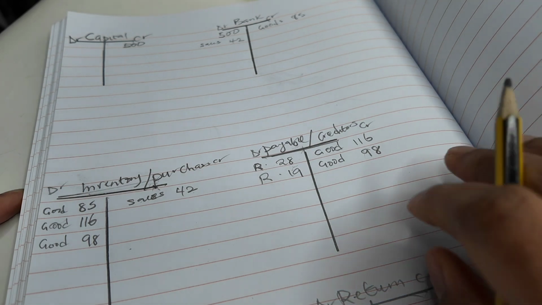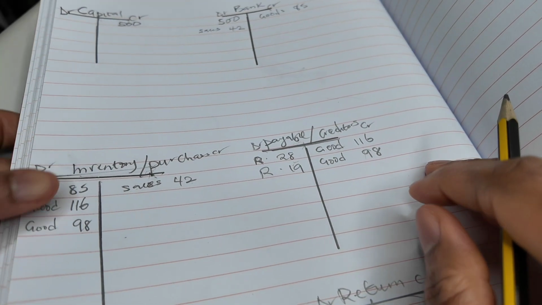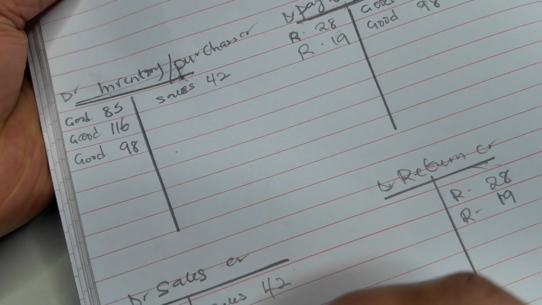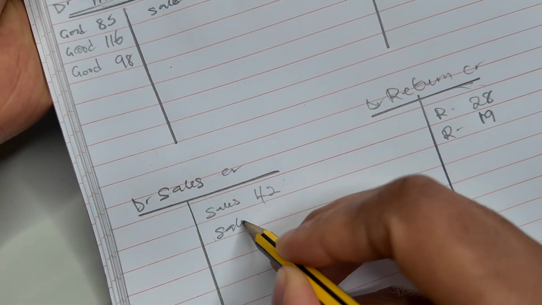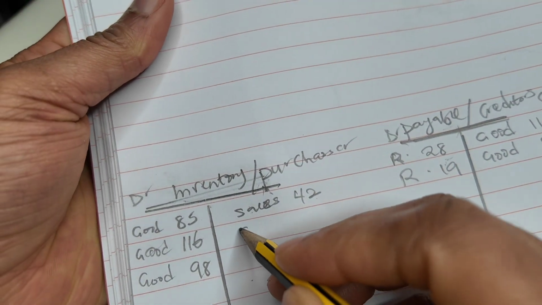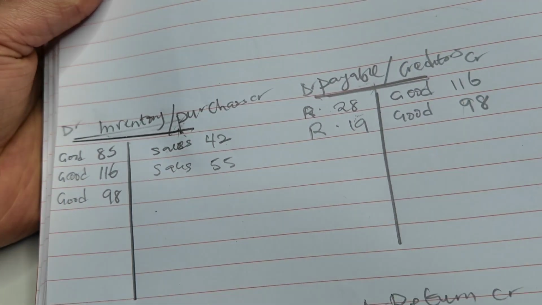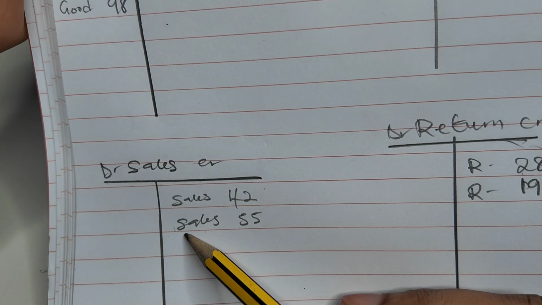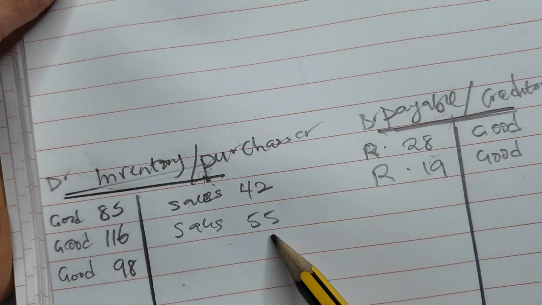Now on the 24th, we sold an item worth £55. We made another sale, so on our sales account, sales £55, and our inventory is going to decrease £55. So we recorded our sales £55 and our inventory reduced £55.